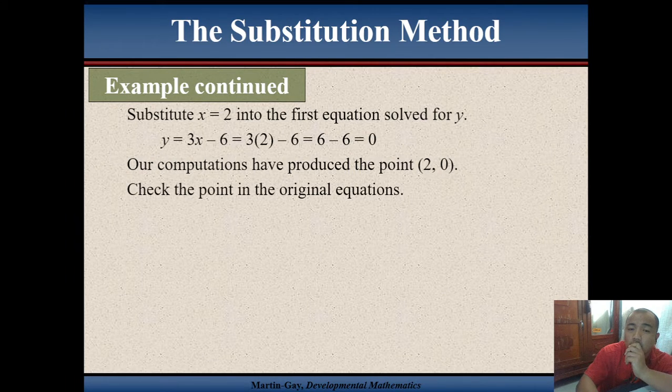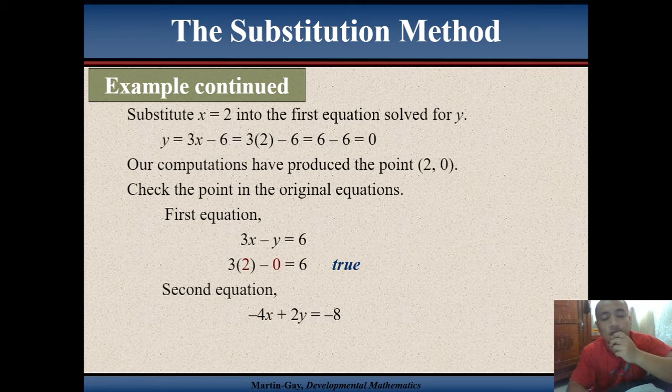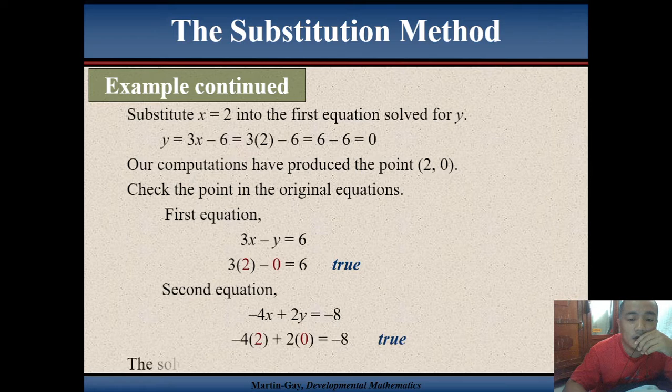Check the point in the original equations. For the first equation, 3x minus y equals 6: 3 times 2 minus 0 equals 6. So 6 minus 0 is 6, true. For the second equation, negative 4x plus 2y equals negative 8: negative 8 plus 0 is negative 8, true. So the solution of the system is (2, 0).